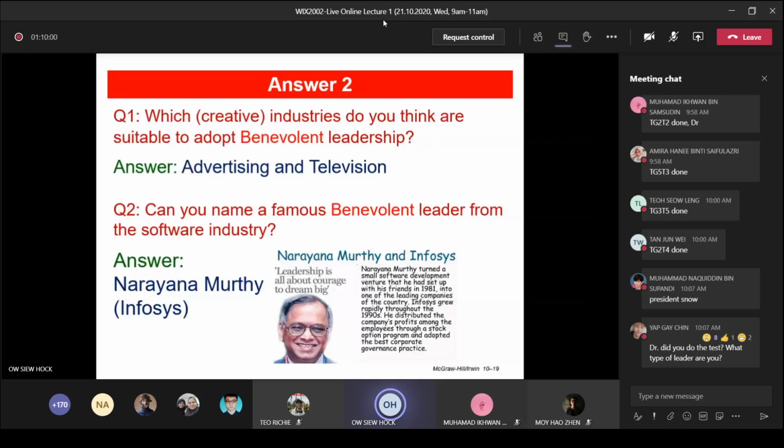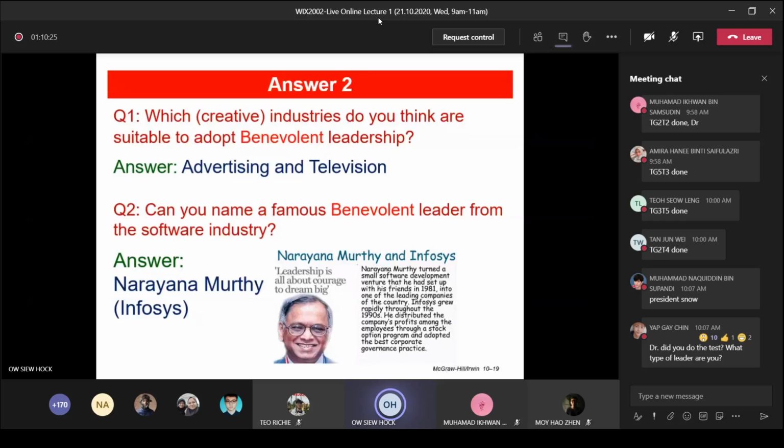So his name is Narayana Murthy. Okay, so he's a leader. He's running a very successful software development company. He ventured into this with his friends. He set up the company in 1981. One of the leading companies in the country. So he's very well known. Infosys is very well known.